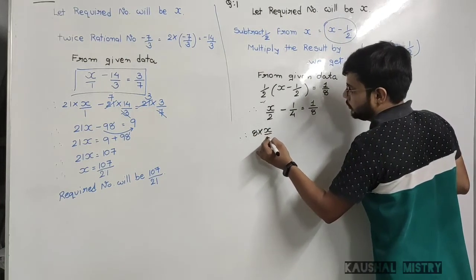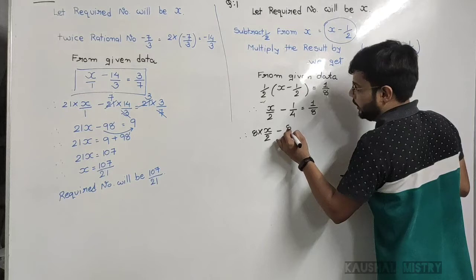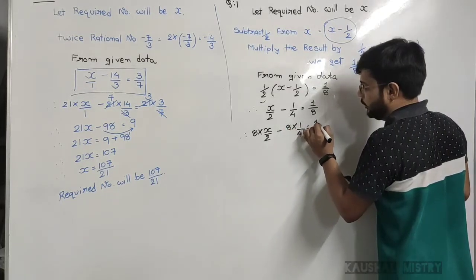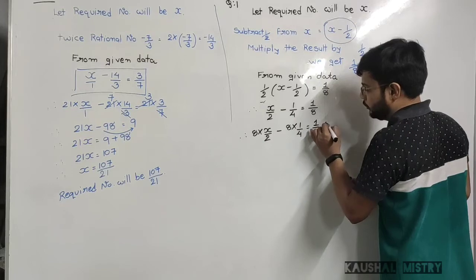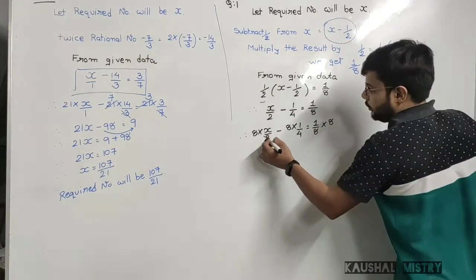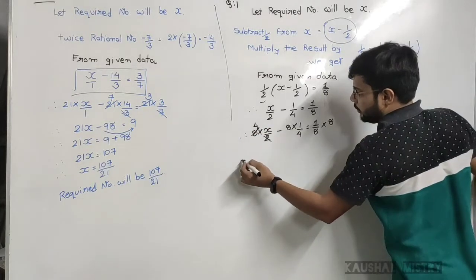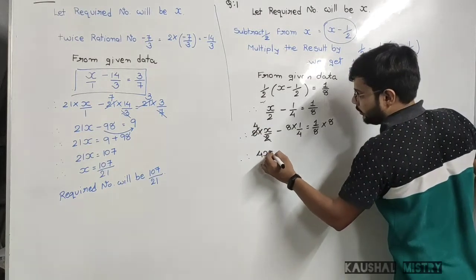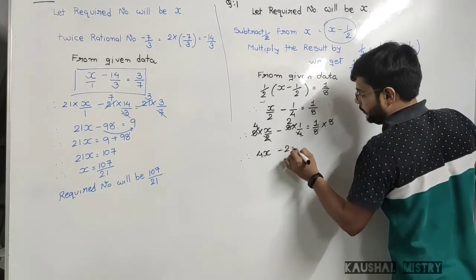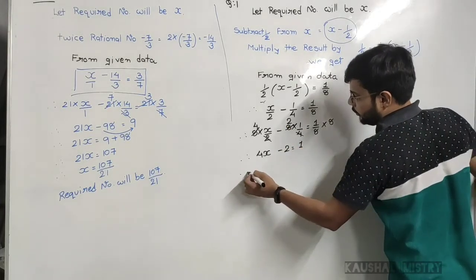x by 2 minus 8 into 1 by 4 is equal to 1 by 8 into 8, right? So 2 2s are 4, so 4x minus 2 is equal to 1.